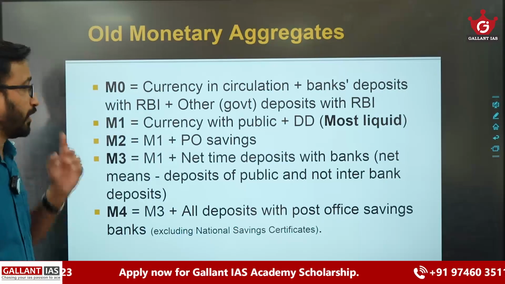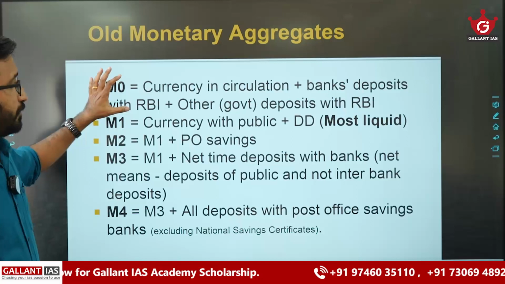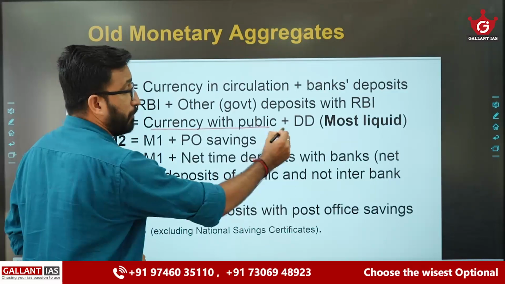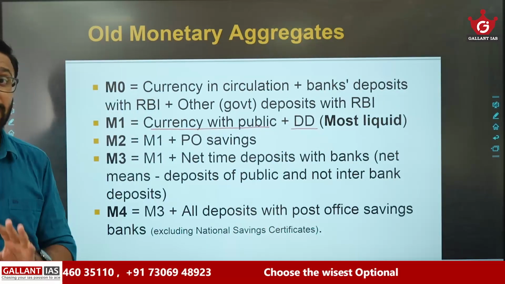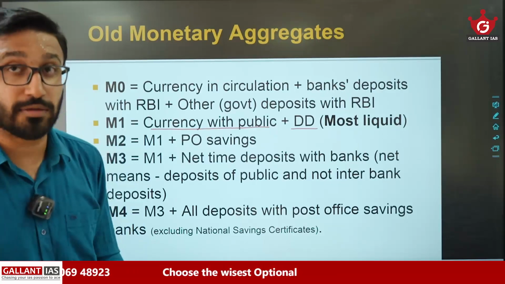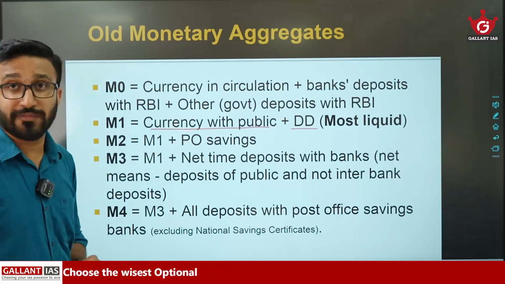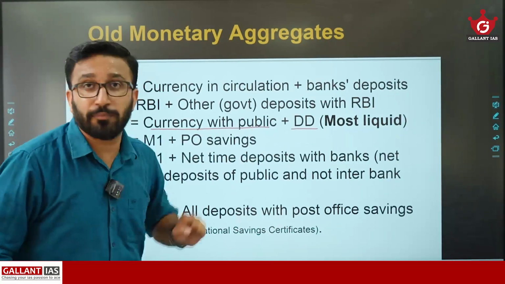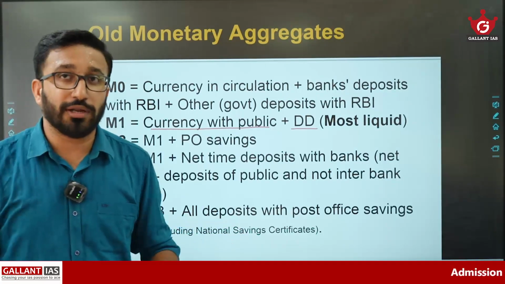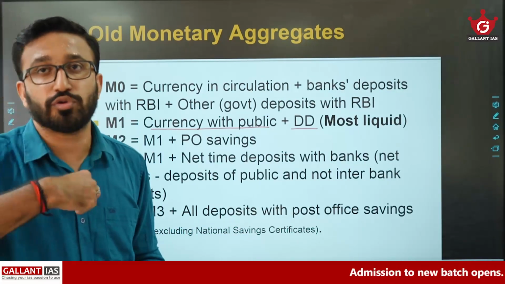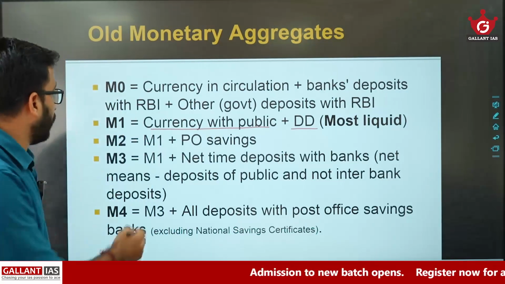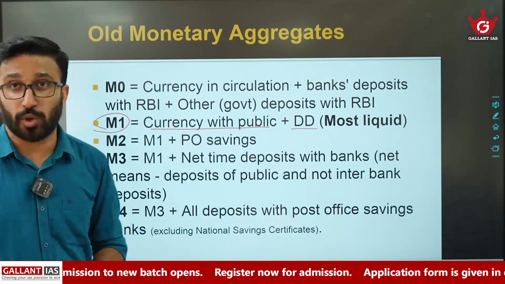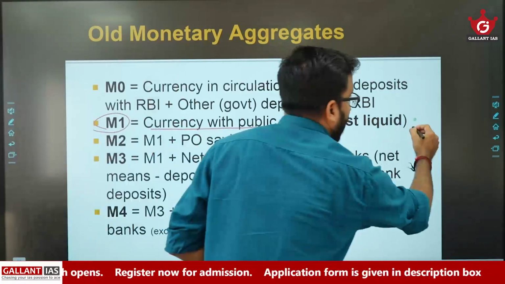Okay. Now come to M1. We have already studied M0. M1 is the currency with the public and demand deposits. This is the most liquid monetary aggregate. Currency with the public is the money in our pocket, it is always liquid, right? And demand deposit, as I already told you, whenever you demand money, the bank should give you. So it is also very liquid. So M1 is the most liquid monetary aggregate, and also the narrowest one, so it is known as narrow money.